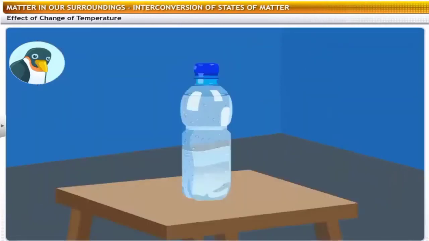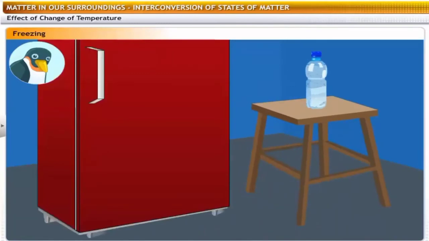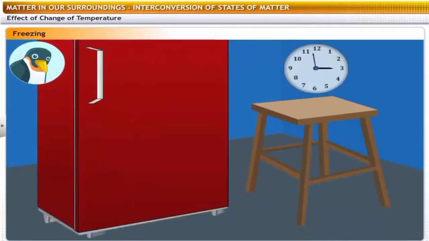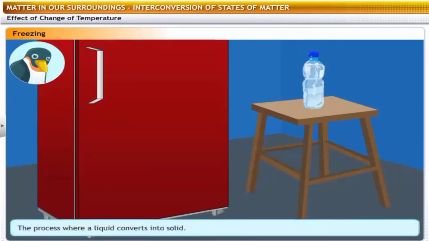Can I convert this liquid into a solid? Of course you can. Watch this. I am going to place the same water bottle in the freezer and remove it after a few hours. See, the water in the bottle has frozen. A liquid converts into a solid when the temperature is lowered below its melting or freezing point. The process where a liquid converts into a solid is called freezing.